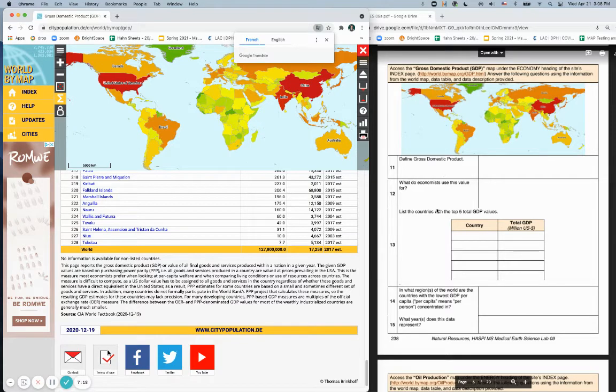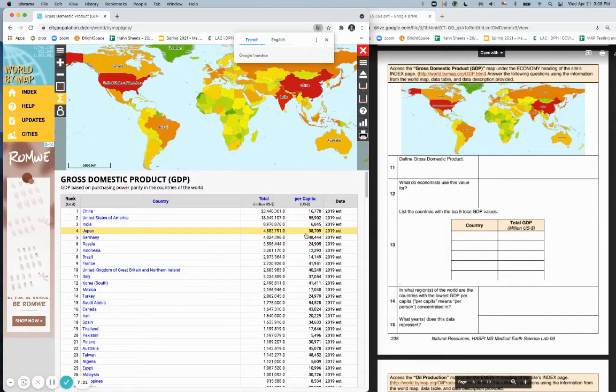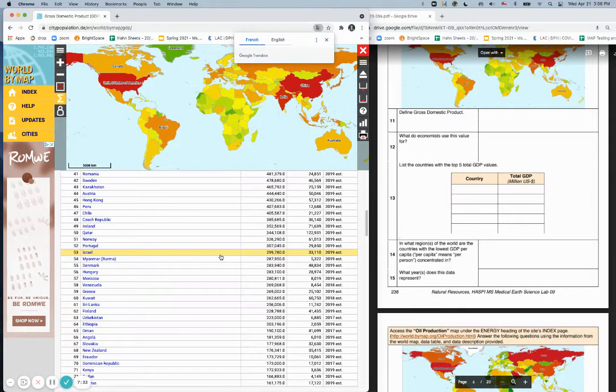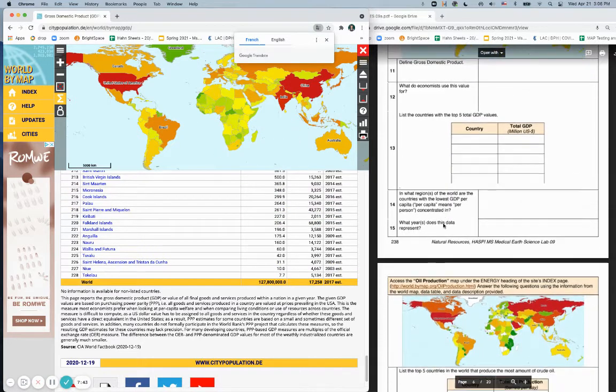answer 11 and 12. And then you're going to go ahead and list the top 5 richest countries and their total GDP. And then also which areas are the lowest in GDP. And so you're going to go all the way to the bottom, click on a few of these countries and see where they are in the world that seem to be lower in GDP per capita. So capita means per person.